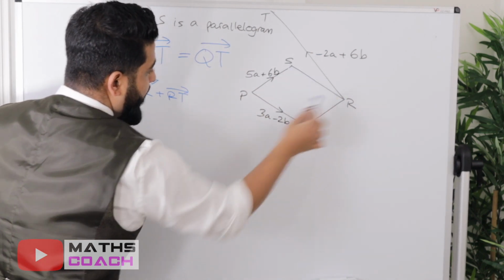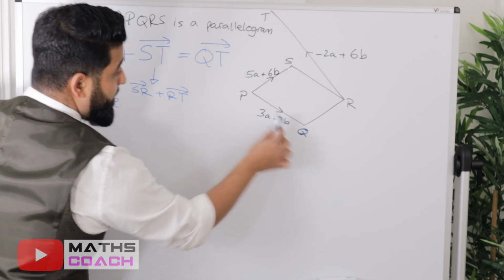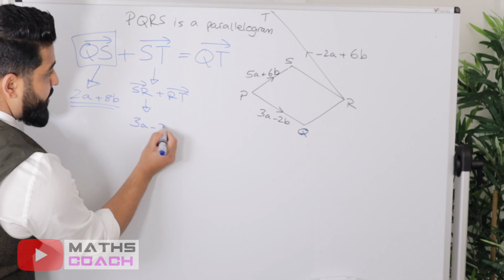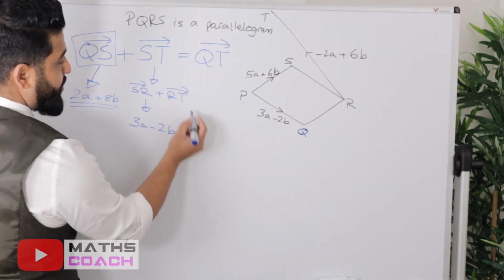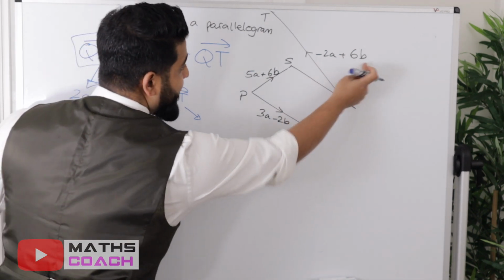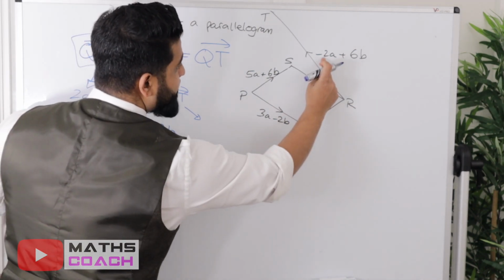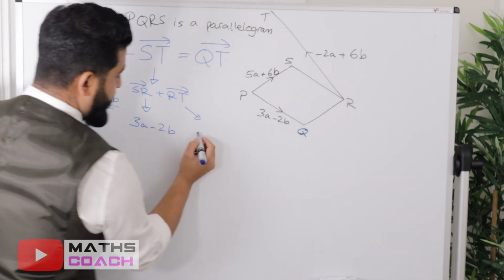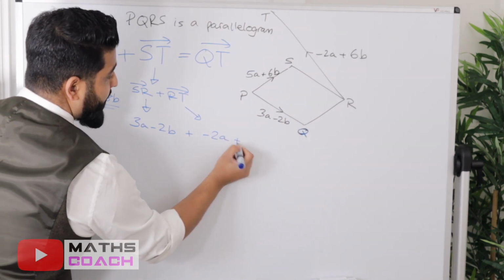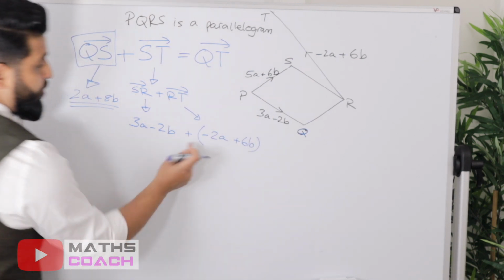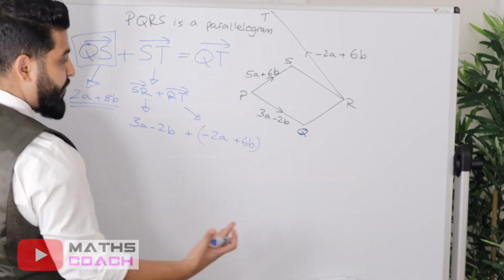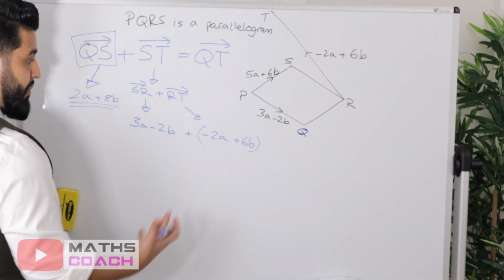So S to R is going to be 3a minus 2b. All that's required for us to do is to find RT. But we are given RT in the question again. So RT is minus 2a plus 6b. So we can add this, minus 2a plus 6b. Now, you notice here how I put this into a bracket because there's a negative sign, just to be careful not to make any mistakes with my signs.